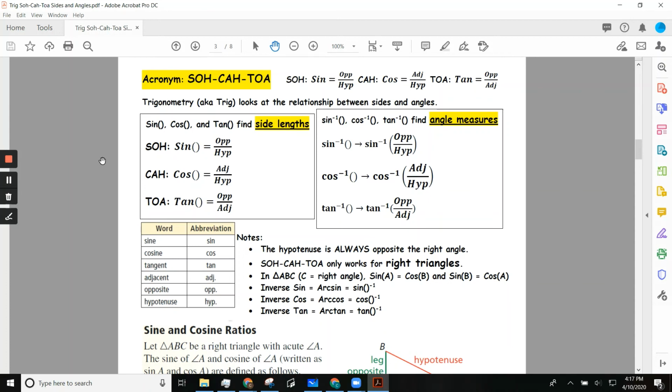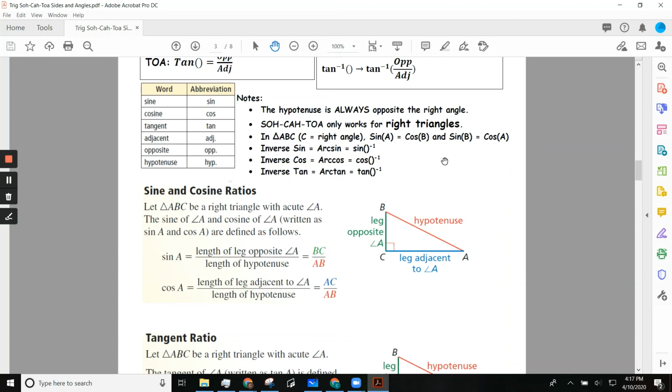If I do something else called arc trig or inverse trig, see this little -1 up top? In terms of trig functions, this means inverse. And you're going to be using these to find angle measures. And that's going to come near the end of this section. Right now, just know that there'll be 2 different things, one to find sides, one to find angles.